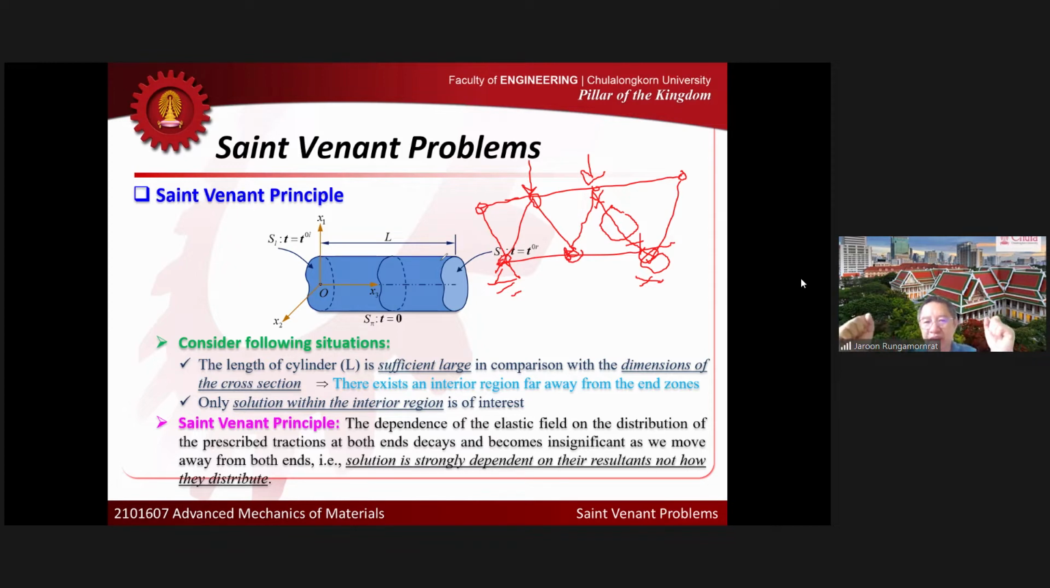So if you look at the principle in this way, what does it mean? If I apply the traction at both ends of the bar that produce exactly the same net force and net moments, but I use different kinds of traction, different distributions, but that traction produces exactly the same net force and moments. If you look at those two particular cases, when you move far away from the end and look at the solution in the interior zone, the two cases will give you about the same solution in the interior zone. That is based on the Saint-Venant principle. So the detail of the distribution at both ends is not that important if you focus only on the solution in the interior zone far away from the end zone. Okay, I'm not sure that is clear to you.